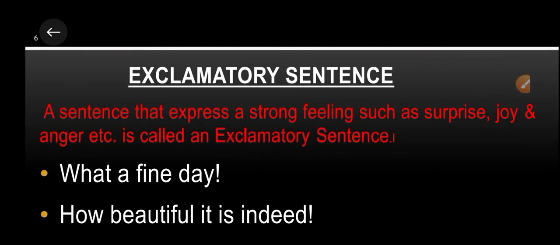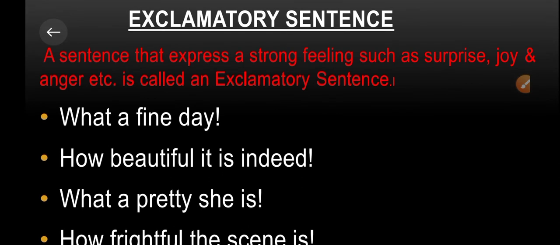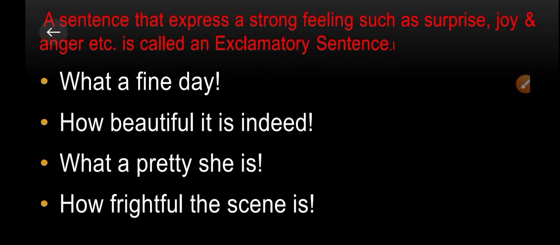Now next is the exclamatory sentence. A sentence that expresses a strong feeling such as surprise, joy and anger is called an exclamatory sentence. An exclamatory sentence ends with an exclamation mark. Examples are like: what a fine day, how beautiful it is indeed, what a pretty girl she is, how frightful the scene is. These are all examples of exclamatory sentences.